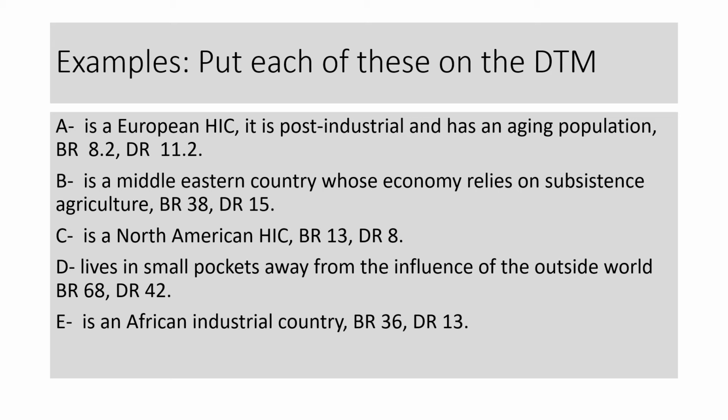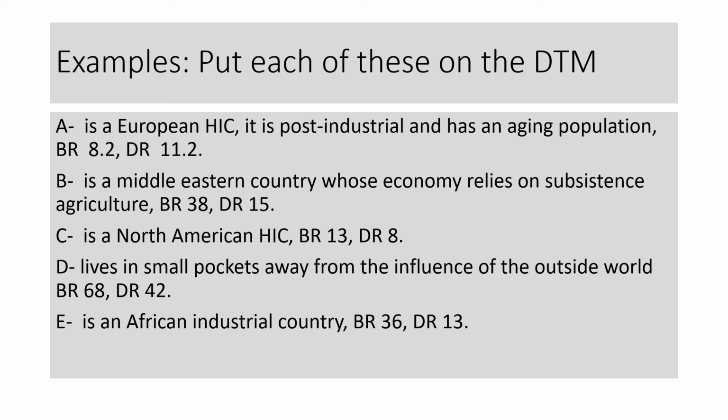Country C is a North American high-income country. It's got a higher birth rate than death rate. It's a high-income developed country. You should have put that in stage 4. D lives in small pockets away from the influence of the outside world. Very, very high birth rate and incredibly high death rate as well. You should put that in stage 1.